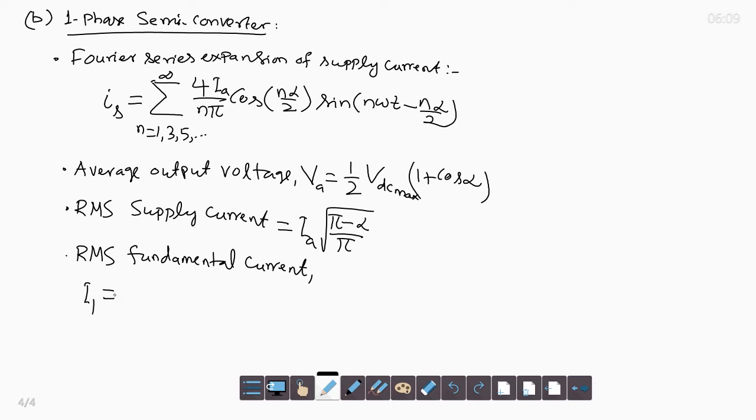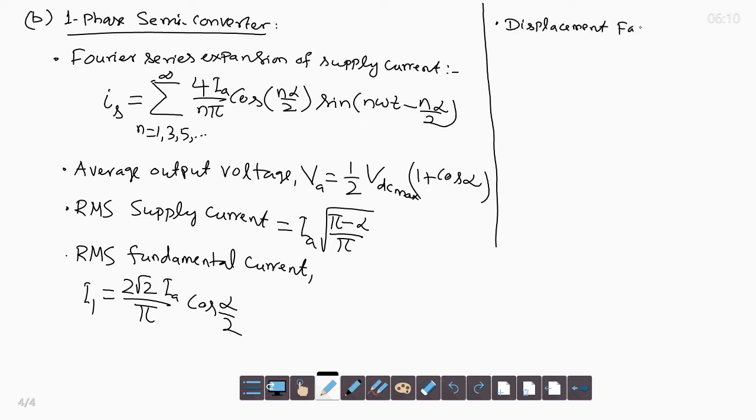I1 is 2 into root 2 IA by pi cos alpha by 2. What is the displacement factor? It is cos alpha by 2, because the displacement angle is lagging by alpha by 2.